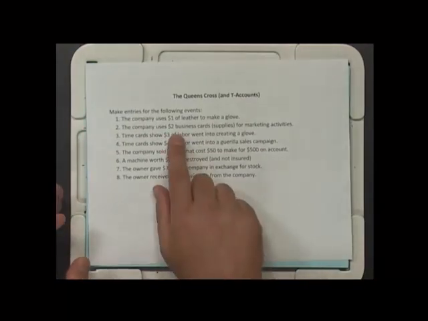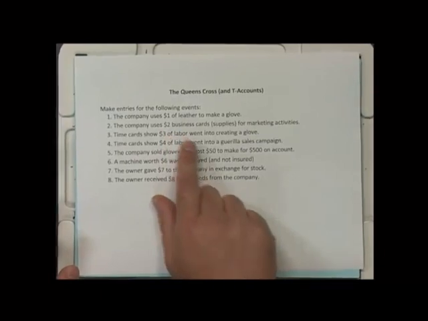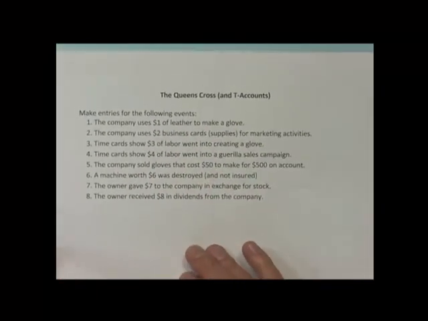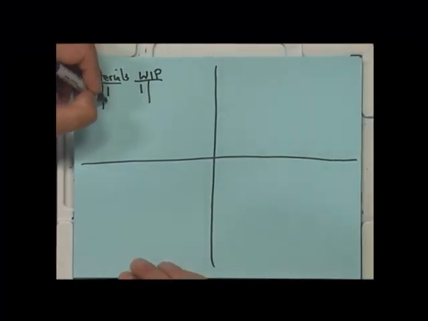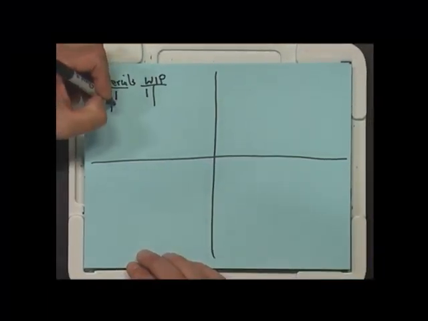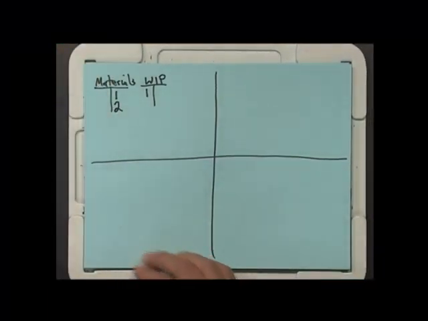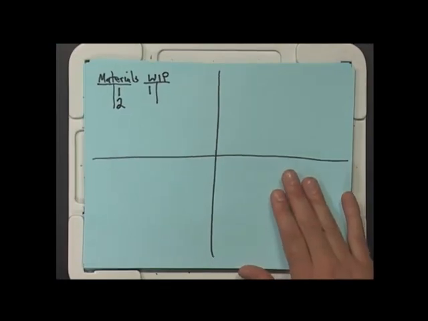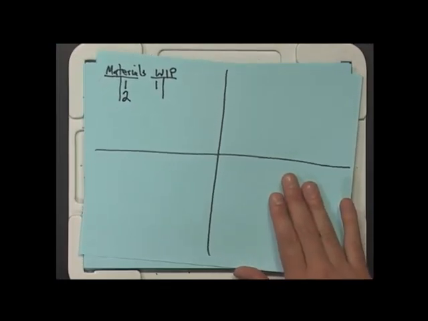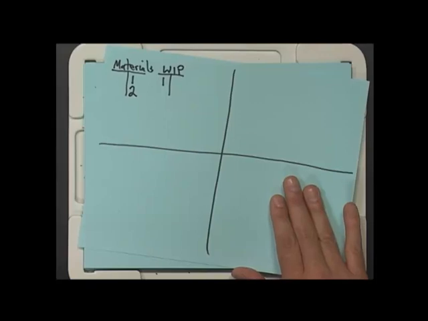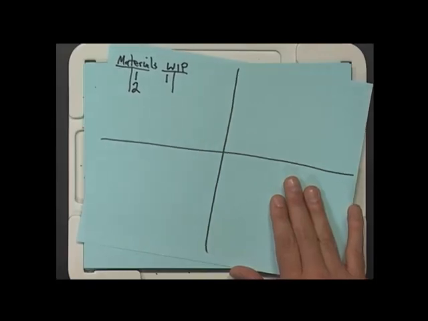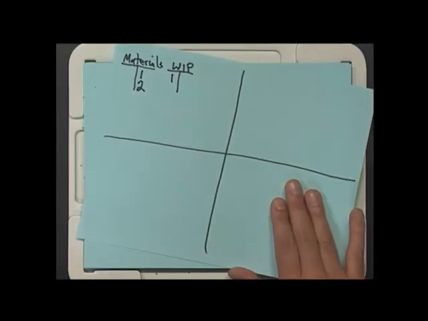Here is our second entry. The company uses $2 of business cards for marketing activities. So I'm just going to say the business cards are part of our materials account. So again, we're making it smaller. We're crediting an asset account. The left side is drifting up a little bit. We've got to get a debit in there somewhere. And where's it going to be?